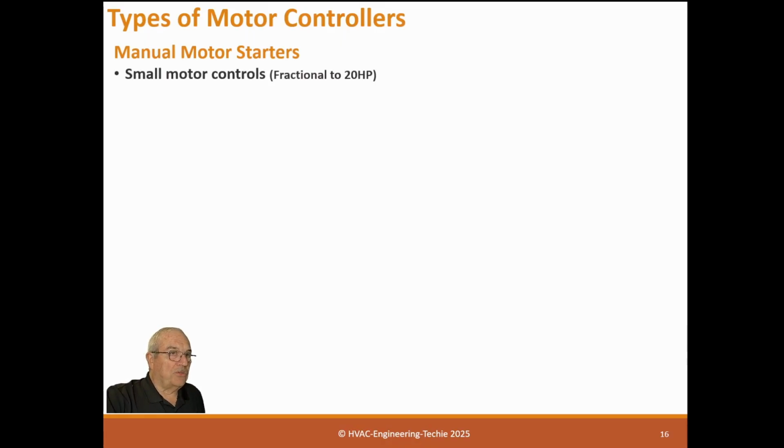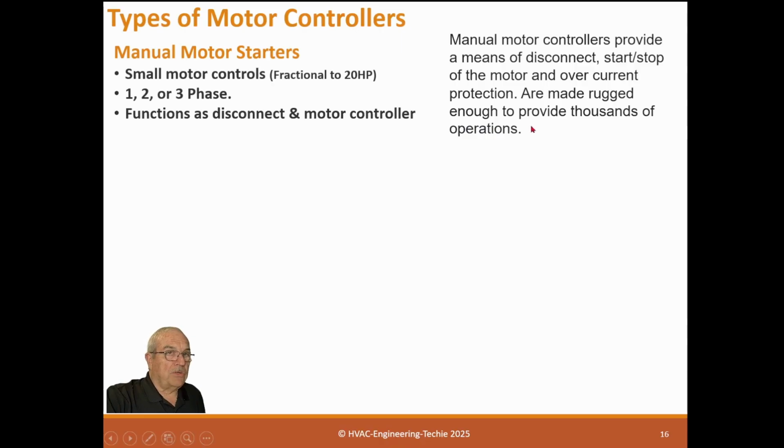Small motor controls, normally fractions of 20 horsepower. You can get them for 20 horsepower, but that's getting pretty large for a manual. I'd probably use a start-stop controller for that. But the 1, 2, or 3 phase functions as a disconnect and a motor controller. Manual motor controllers provide a means of disconnect, start-stop of the motor, and overcurrent protection, and are made rugged enough to provide thousands of operations.